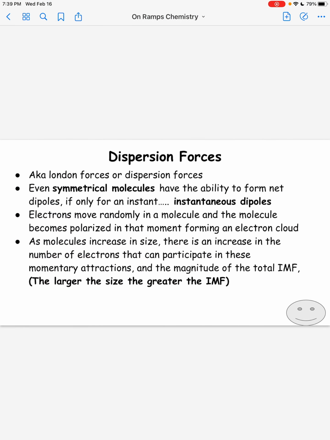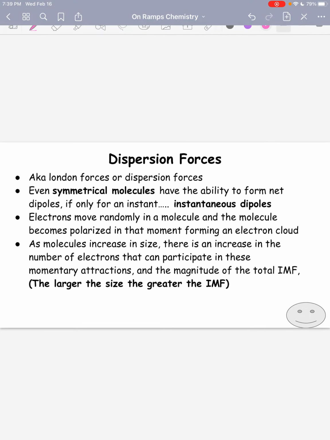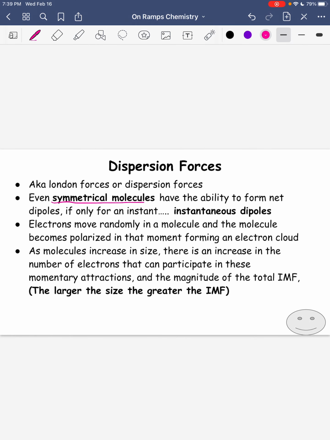Dispersion forces. These are going to be in symmetrical molecules, like we saw in the last one. C, Cl, Cl, Cl, and Cl. If I cut it in half, what I have on one side, I have on the other, making it symmetrical. So they don't form a net dipole all the time.